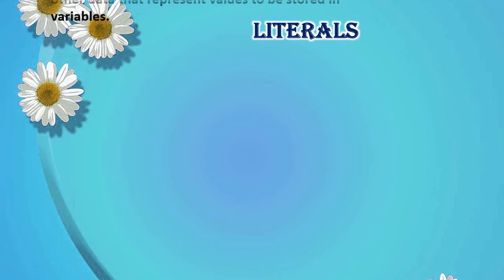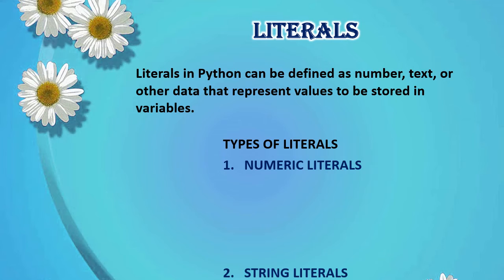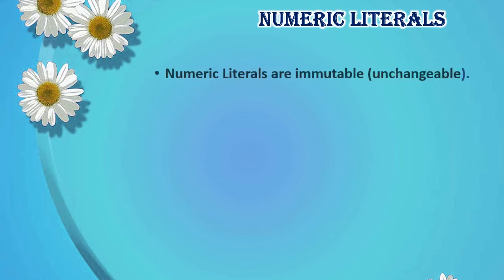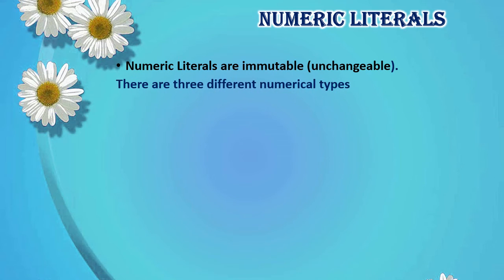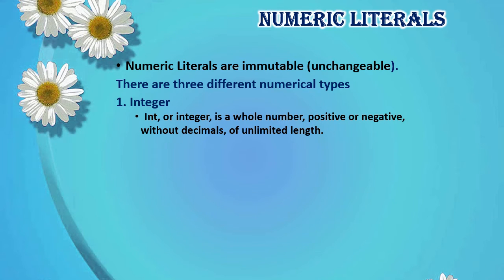And next are literals. A literal may be a number or text, and it will be stored in variables. It's a constant one. There are two types of literals, numeric and string literals. Numeric literals are unchangeable, immutable. Integer means a whole number, either positive or negative, but without a decimal.